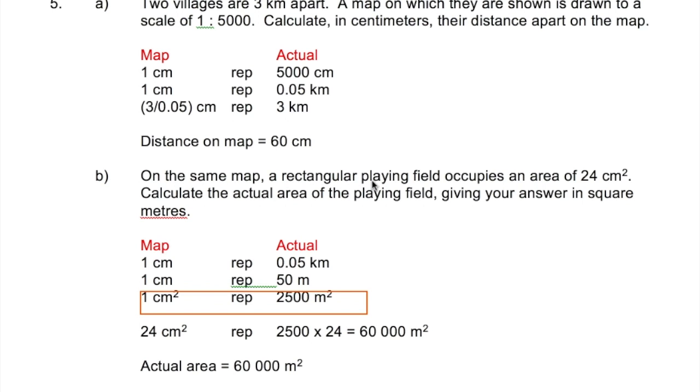On the same map, a playing field occupies an area of 24 cm square. We must find what is the actual area on the ground. We begin with the linear scale, and since we want the answer in meters, we need to convert the scale to meters. By multiplying by 1000, we convert this to 50 meters before we square it to get the area scale. 1 cm square representing 50 squared will be 2500 meters square. Therefore, 24 cm square will represent 2500 times 24, giving us 60,000 meters square, which is the actual area required.